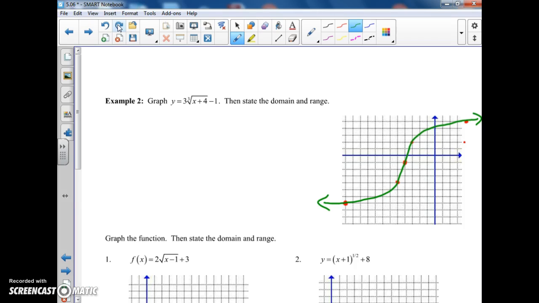Okay, now you're gonna notice something here. So what's the domain for this? What's the domain? Negative infinity to positive infinity, curvy, right? And what's the range for this? Negative infinity, positive infinity, curvy. Are you picking up on the fact that whenever it's a cube root, it's always like that? Cube root's always negative infinity, positive infinity, curvy, always. The square roots are different, but the cube roots are always the same thing. Make sense?